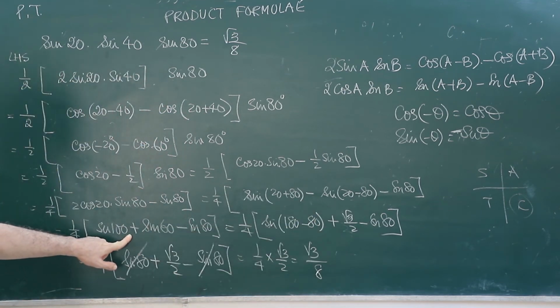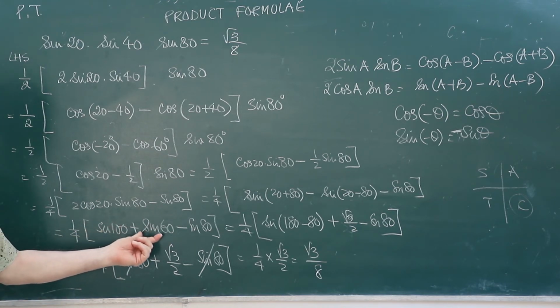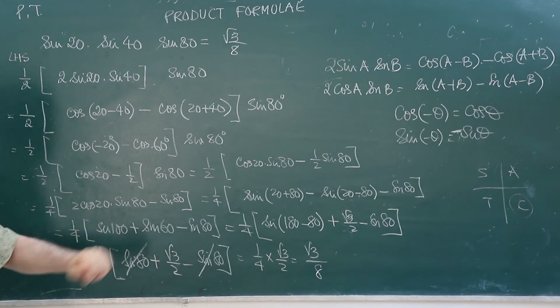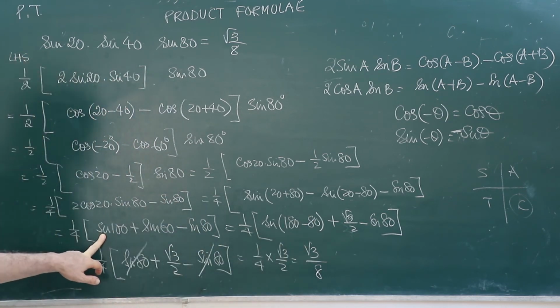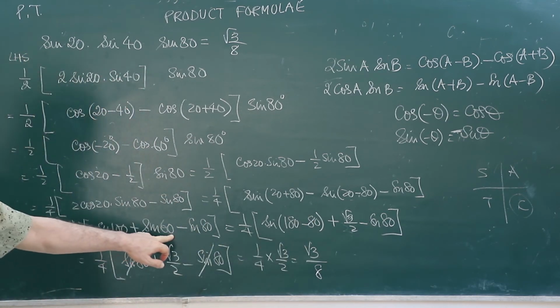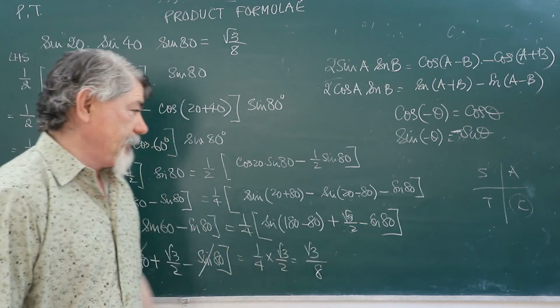Plus sin 60, sorry. 20 minus 80 is 60. So it becomes plus sin 60. Sin 100 plus sin 60 minus sin 80. Now sin 100 can be written as 180 minus 80. Sin 180 minus 80. The value of sin 60 is root 3 upon 2, minus sin 80.